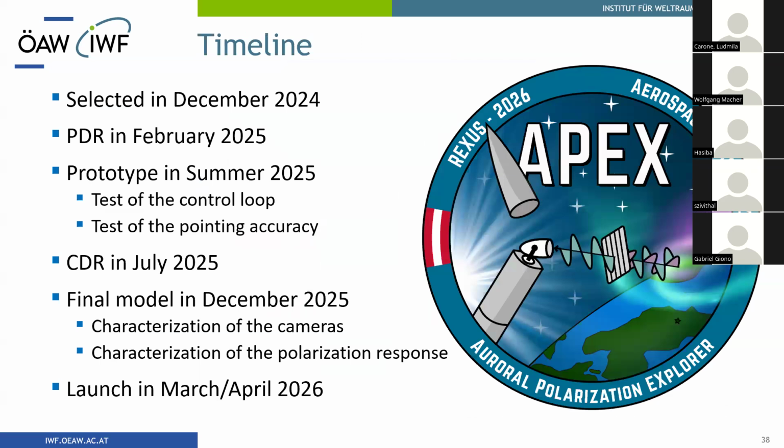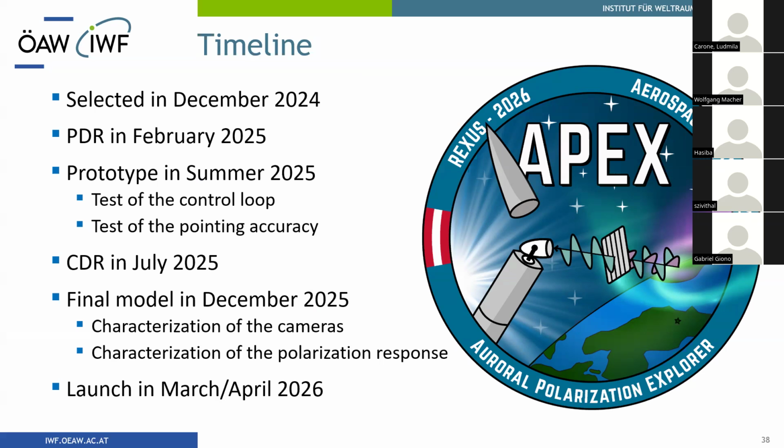And yeah, so this brings me to the timeline. Just a summary: the student team got selected in December last year. We had PDR, preliminary design review, in February. And the plan is to have a prototype in the summer where we can test the control loop, test the pointing accuracy, essentially the logic and the motor actuation. There will be CDR in July, if I'm not mistaken. CDR is the critical design review.